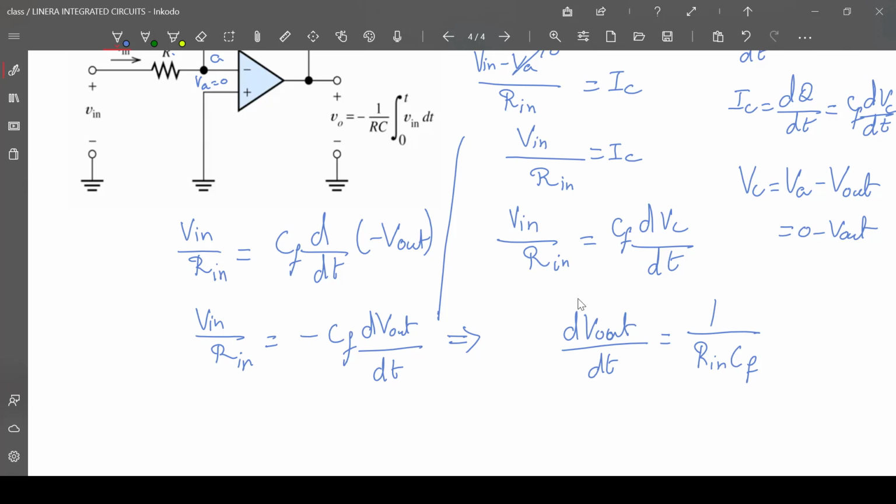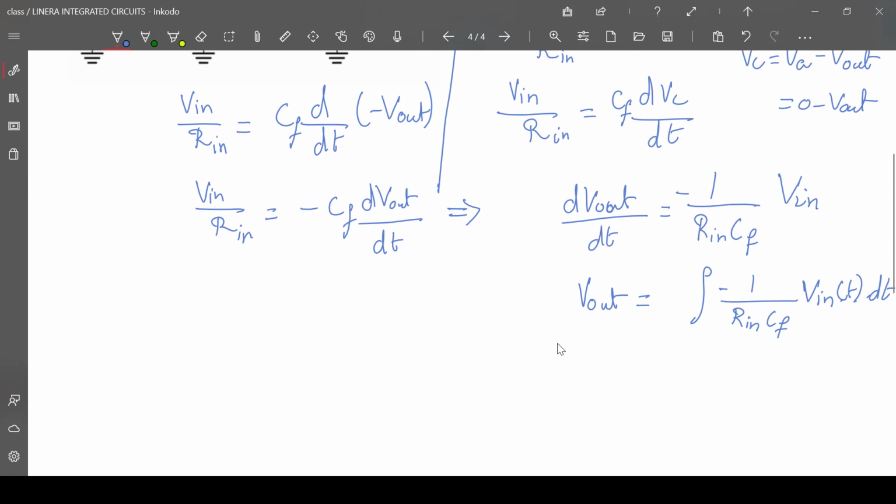So 1 by R in into CF into V in. So this is the equation. Now if you integrate both sides, you will get V out, the output voltage equation, is equal to the integral of, sorry, I forgot the negative sign. So minus 1 by R in CF into V in of t, with respect to time, dt. The corresponding integral of V is equal to V of t into dt.